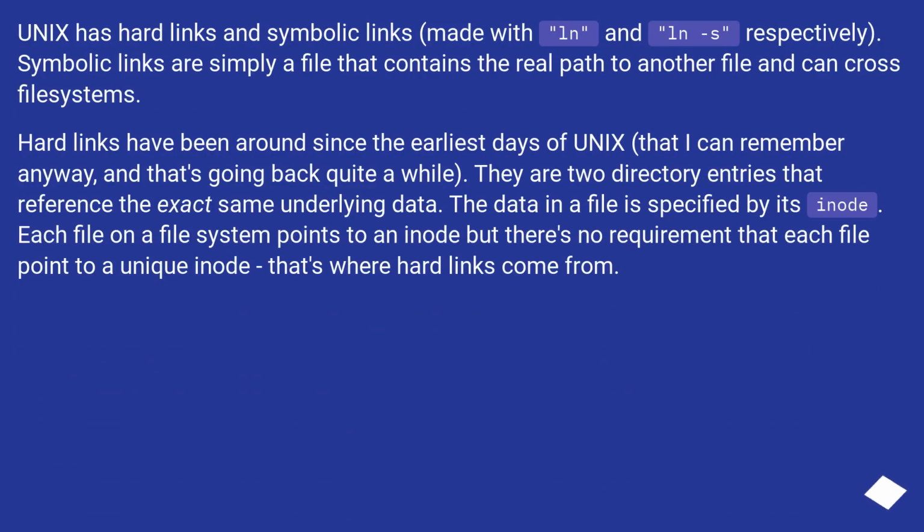Unix has hard links and symbolic links, made with ln and ln -s, respectively. Symbolic links are simply a file that contains the real path to another file and can cross file systems. Hard links have been around since the earliest days of Unix, that I can remember anyway, and that's going back quite a while. They are two directory entries that reference the exact same underlying data. The data in a file is specified by its inode. Each file on a file system points to an inode, but there's no requirement that each file point to a unique inode. That's where hard links come from.